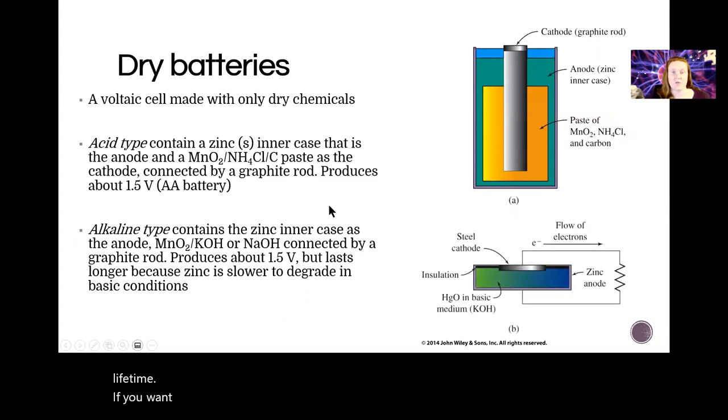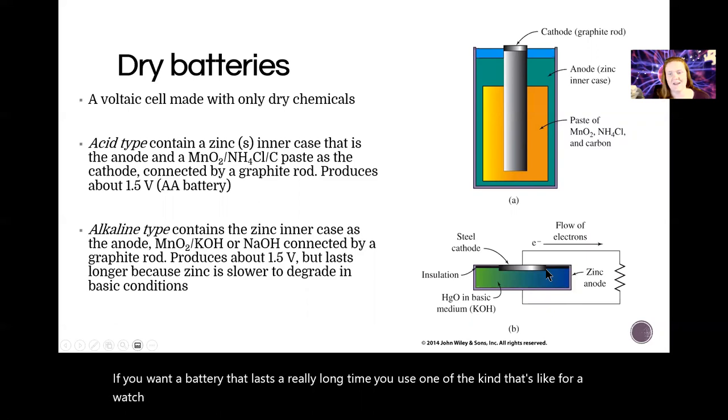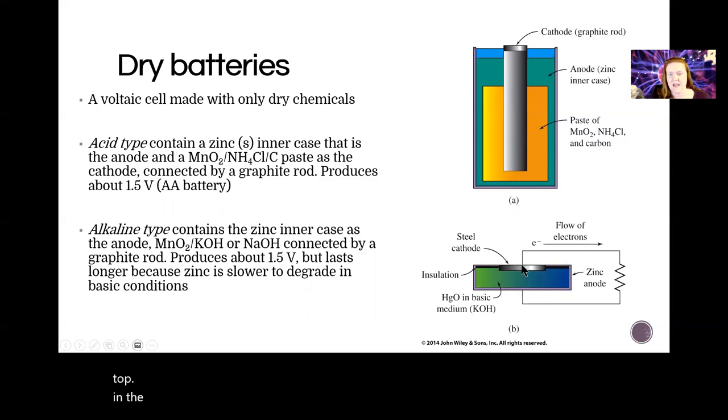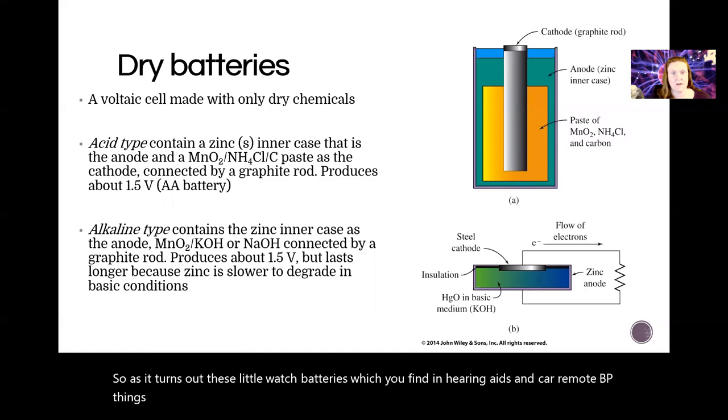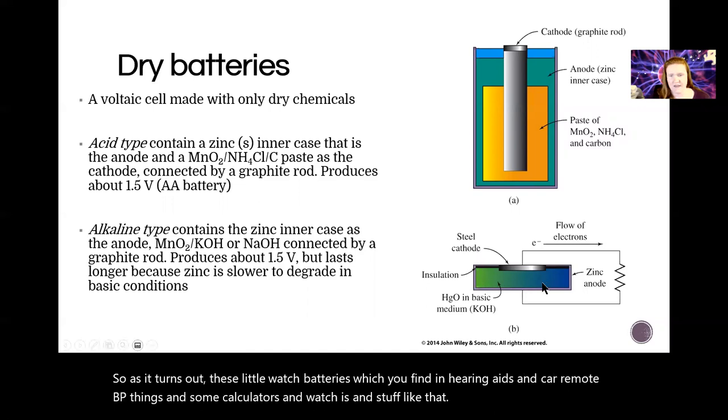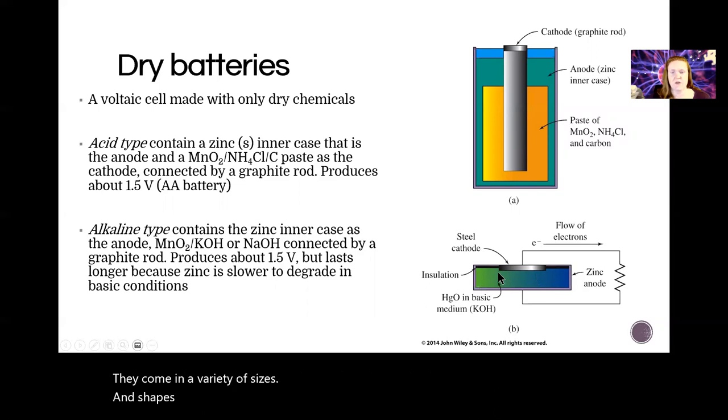If you want a battery that lasts a really long time, you use one of the kind that's like for a watch battery. These have a similar structure. There's a steel cathode at the top, and the outside casing of zinc is the anode. The reduction happens in this paste mixture of mercury oxide and KOH. These little watch batteries, which you find in hearing aids, car remotes, and some calculators and watches, come in a variety of sizes, shapes and voltages, but it's always a lower voltage and it lasts a longer period of time.